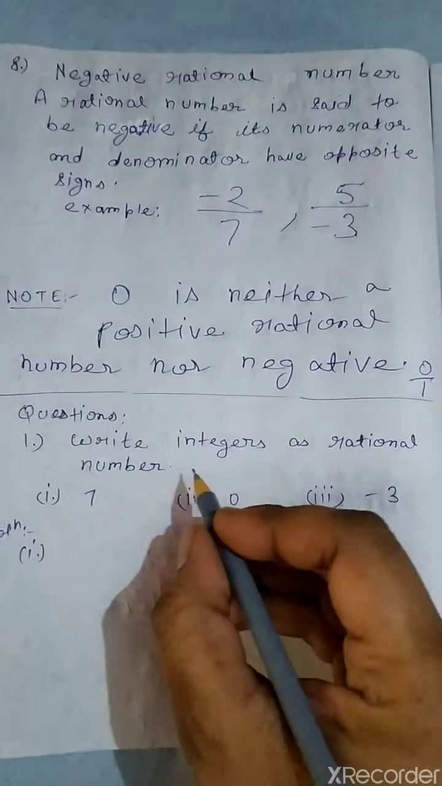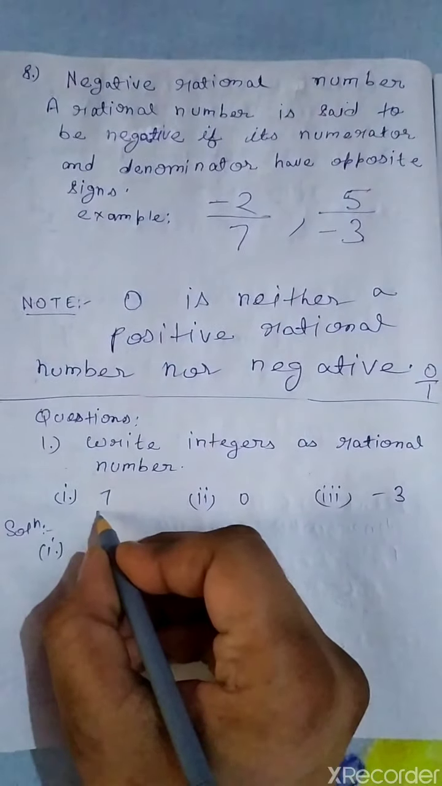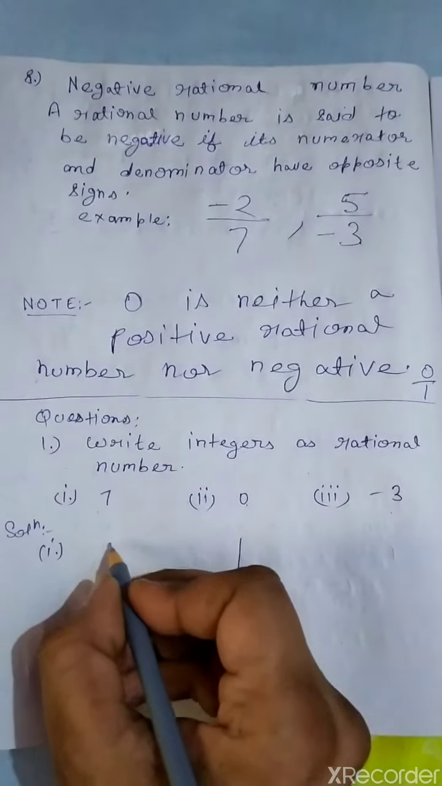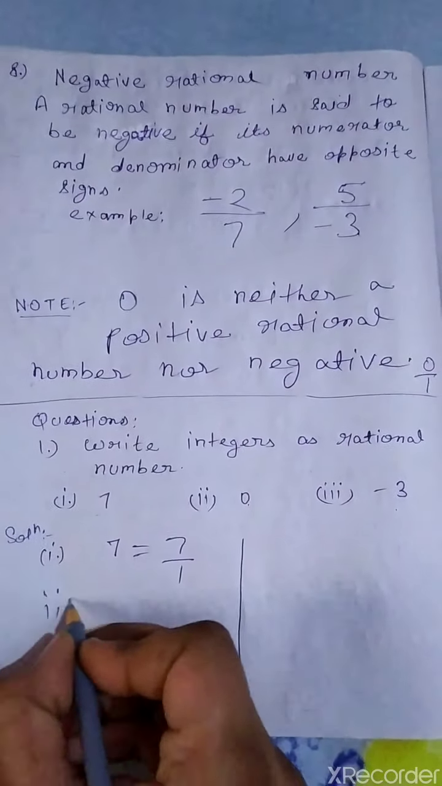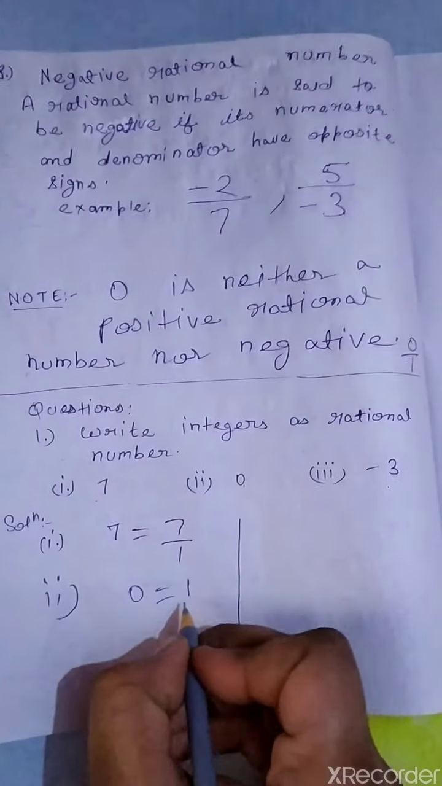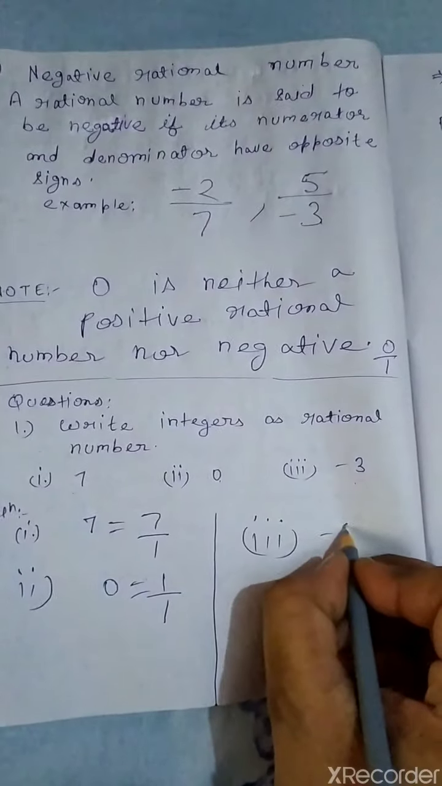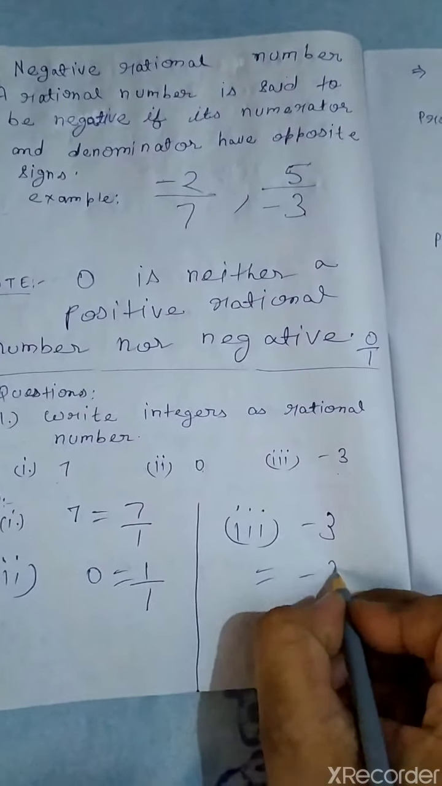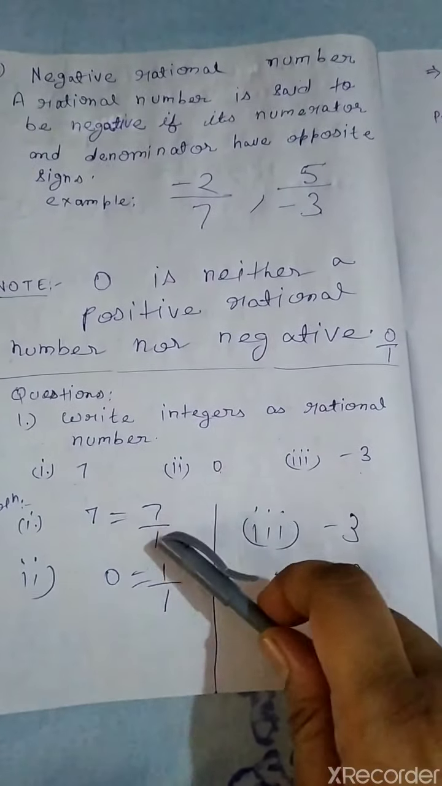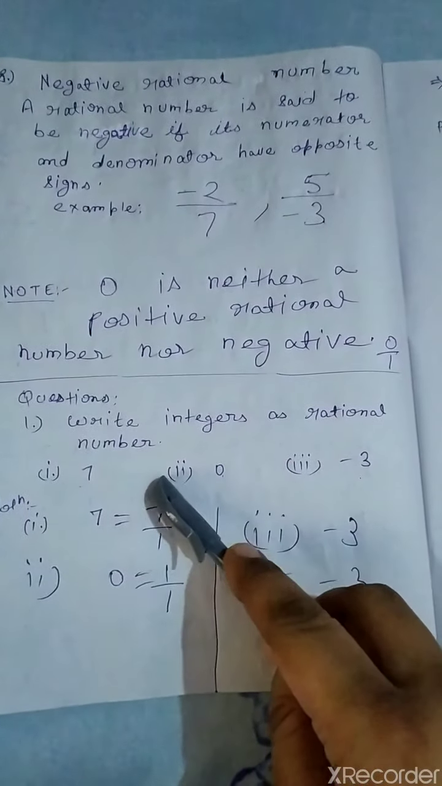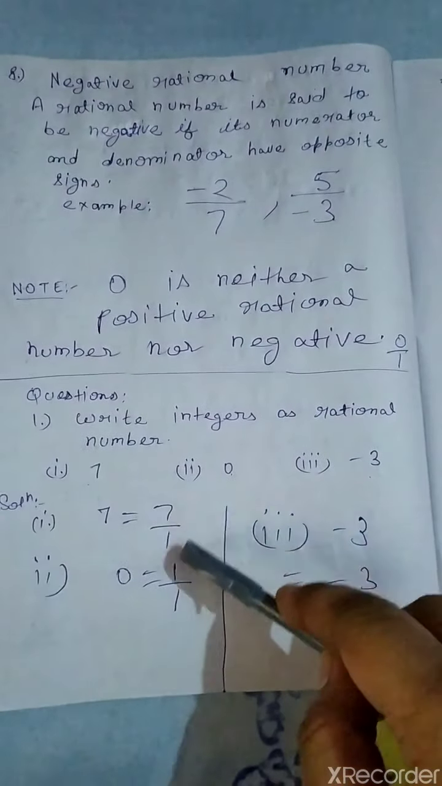Now some questions: write integers as rational numbers. The numbers given are first 7, second 0 and third minus 3. First, 7 means 7 by 1. Second, 0 equals 0 by 1, and third, minus 3 equals minus 3 by 1. For integers, the denominator is always 1. To write it in the form of a rational number, the denominator will be 1. 7 is equal to 7 by 1.